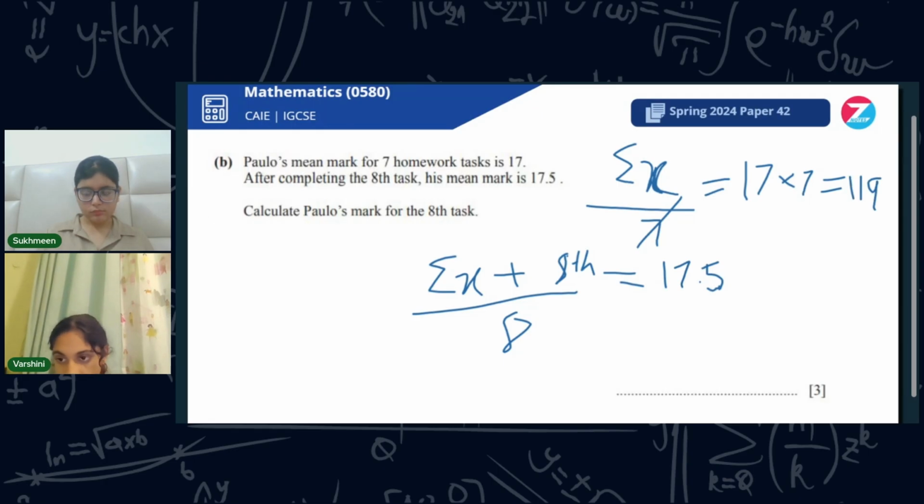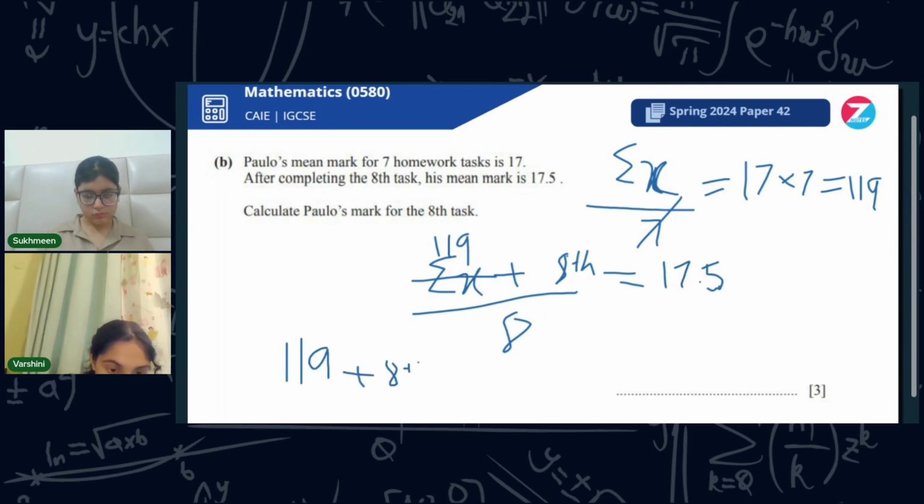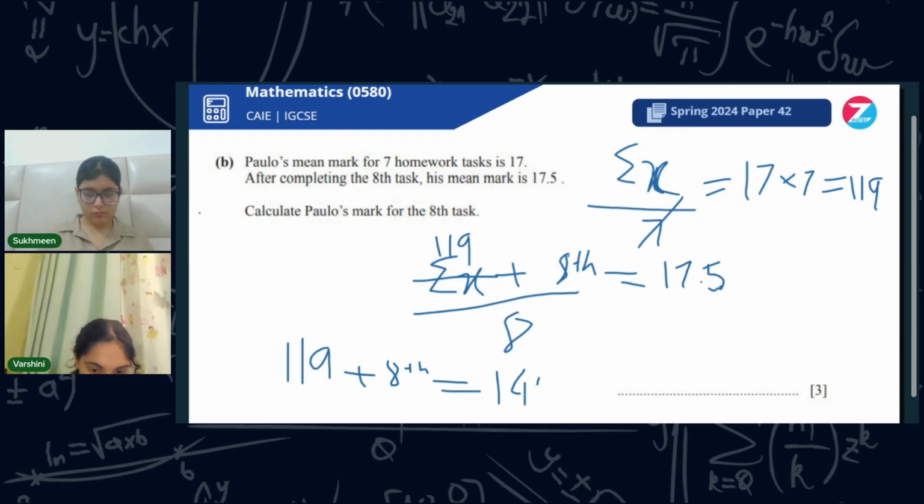Let's put this in your calculator. And so we know over here that this is equal to 119. So all we have to do here is replace the sum of x with 119. And this is the value we don't know. So first we're going to get rid of the denominator by multiplying both sides by 8. So we're going to rewrite this: 119 plus the 8th value is going to equal 17.5 times 8. So let's do that now. 17.5 times 8, you should get 140.